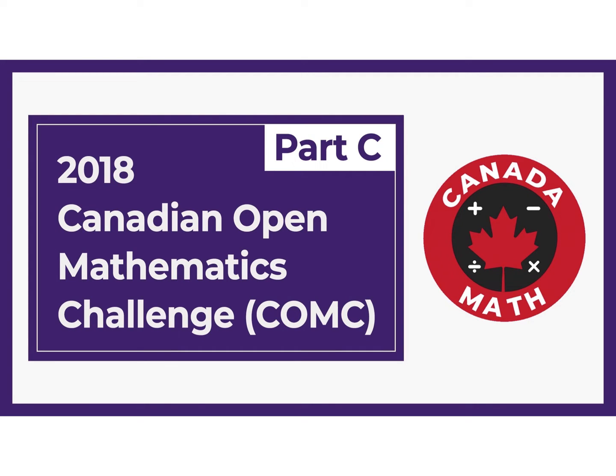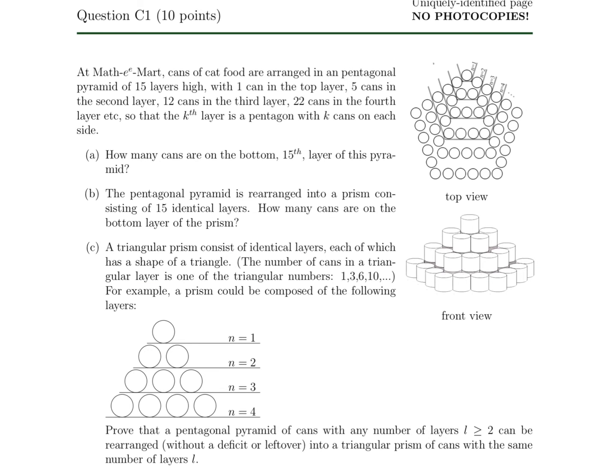2018 Canadian Open Mathematics Challenge, Part C. At Math Mart, cans of cat food are arranged in a pentagonal pyramid of 15 layers high, with 1 can in the top layer, 5 cans in the second layer, 12 cans in the third layer, 22 cans in the fourth layer, etc., so that the kth layer is a pentagon with k cans on each side. How many cans are on the bottom 15th layer of the pyramid?